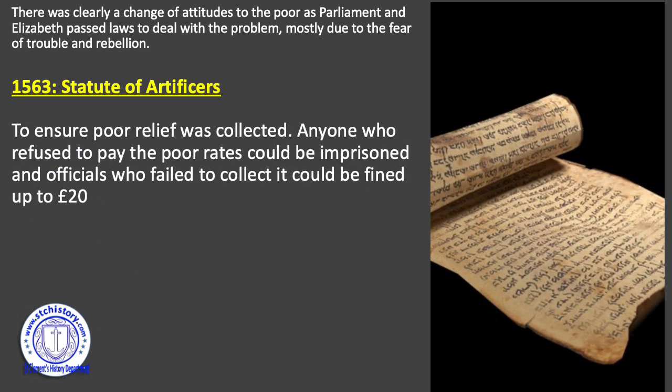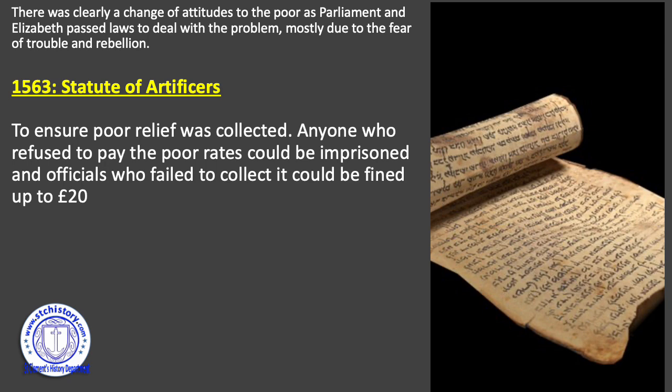So law 1 that you want to think about, first of all, as your notes, is going to be the Statute of Artificers. So in 1563, a statute is a law. This ensured that poor relief was going to be collected. Anyone who refused to pay the poor rates could be imprisoned, and officials who failed to collect it could be fined up to £20. So the JPs who refused to collect it, or anyone whose job it was to go around collecting this poor relief, 20 quid is going to wipe a lot of families out.